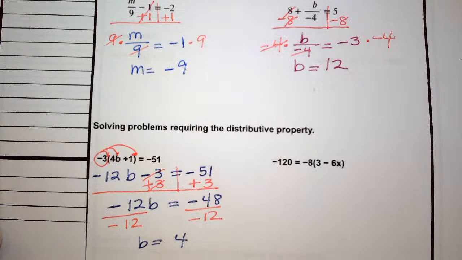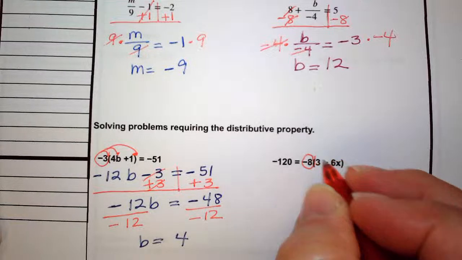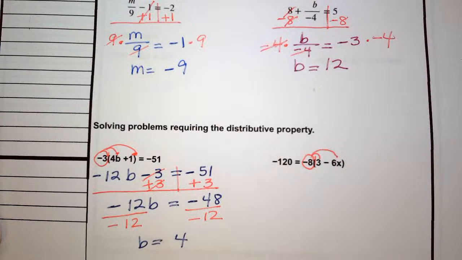Okay, I want you to pause the video. We've been working with the distributive property before. Can you do that first step? Can you distribute the negative 8 to both of your terms? Negative 8 multiplied by 3 and then multiplied by negative 6x.